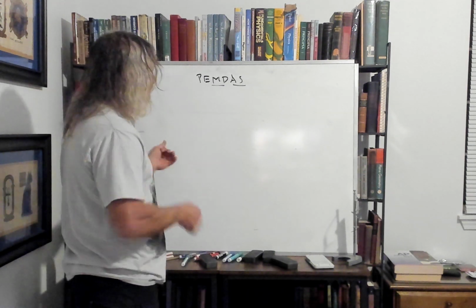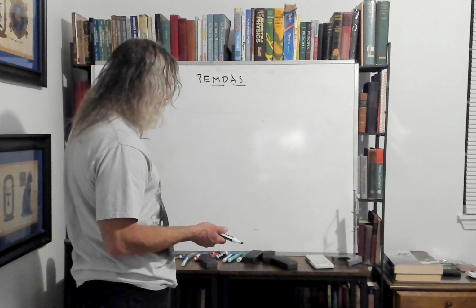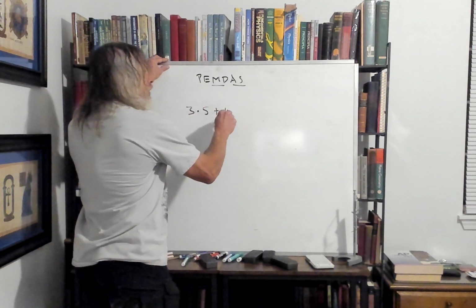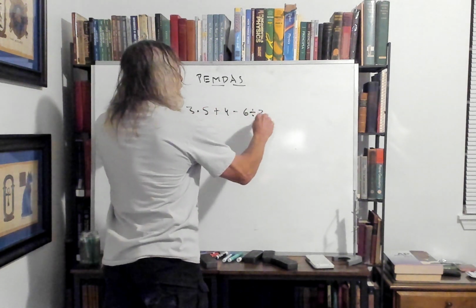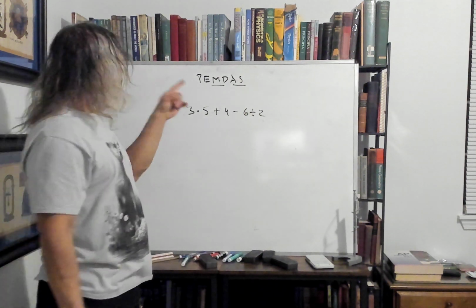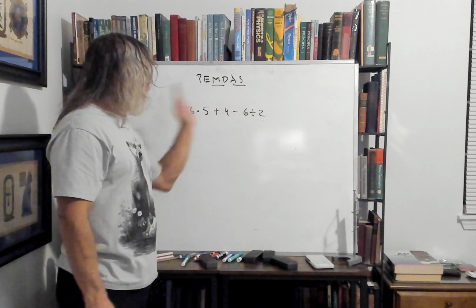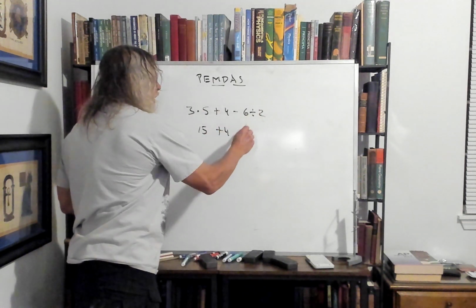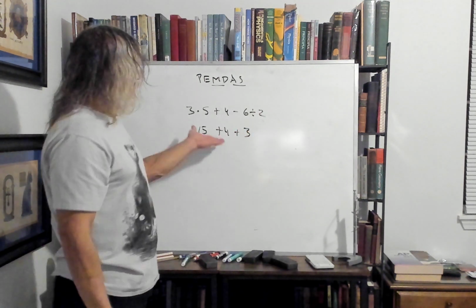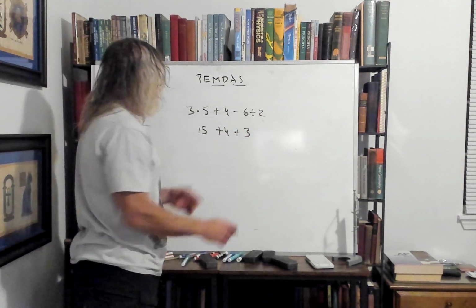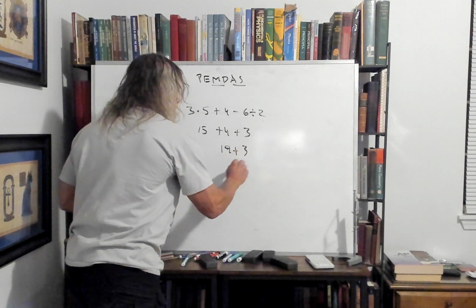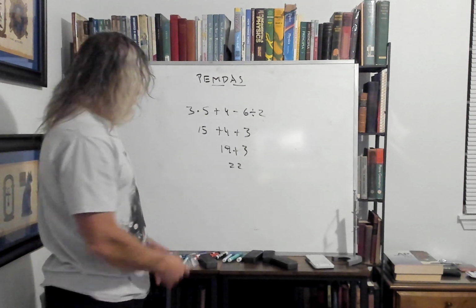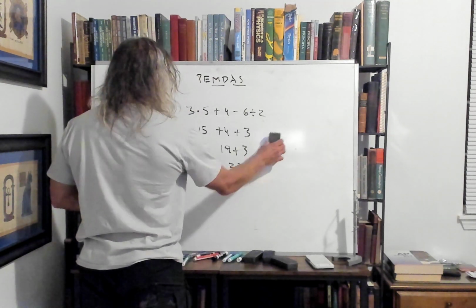Okay, so if we got, let's say, mix it up a little bit, 3 times 5 plus 4 minus 6 divided by 2. We do multiplication and division first, left to right as we find them. 3 times 5, 15. 6 divided by 2, 3. 15 and 4, 19. 19 and 3, 22. Order of operations.